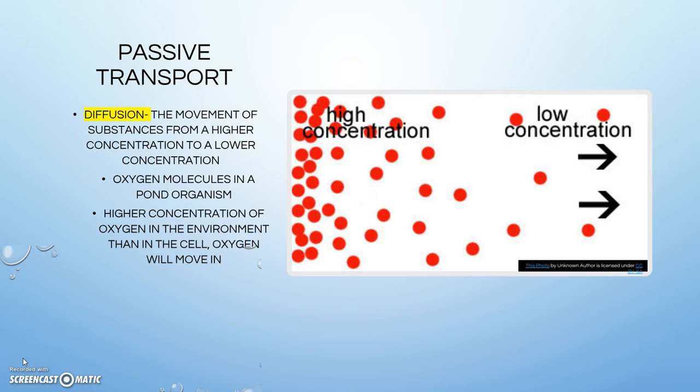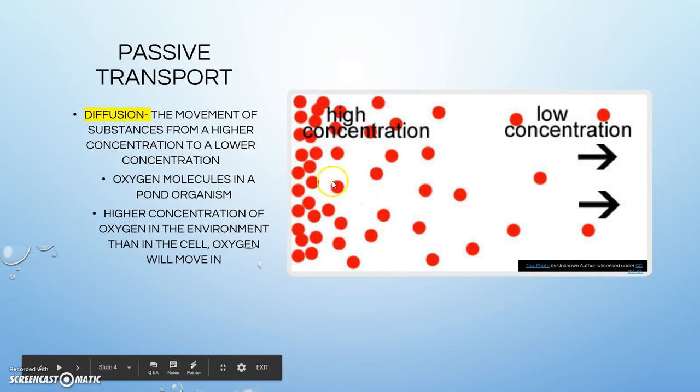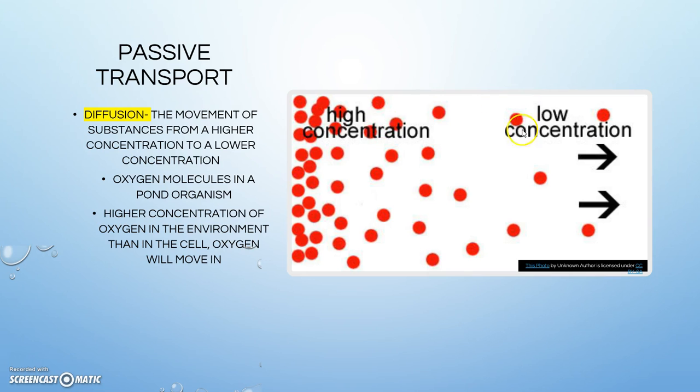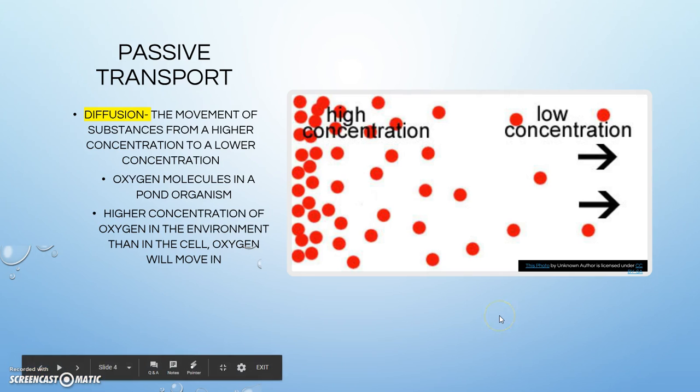So that's the movement of substances from a higher concentration to a lower concentration. So for example, oxygen molecules in a pond organism. There's a higher concentration of oxygen in the environment than in the cell, so the oxygen goes in, and it keeps going in and out until the concentration outside the cell matches the concentration inside the cell. That's called equilibrium. Test question alert.